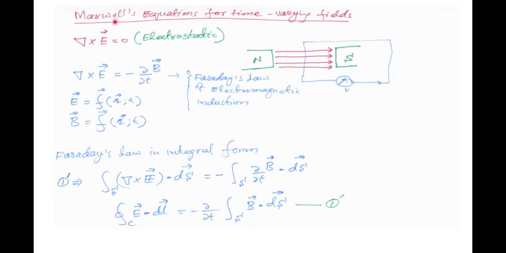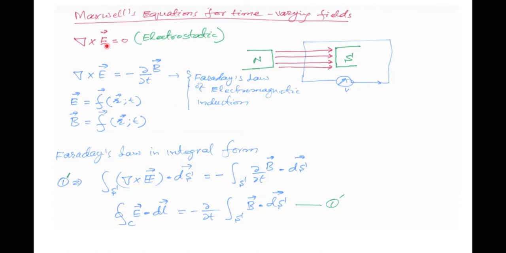Now we are going to modify the electrostatic Maxwell equations for the time varying case. In the case of an electrostatic field, del cross E is equal to 0. That is, the curl of the electric field is equal to 0, or the work done around any closed path is always equal to 0, because the electrostatic field is a conservative field.